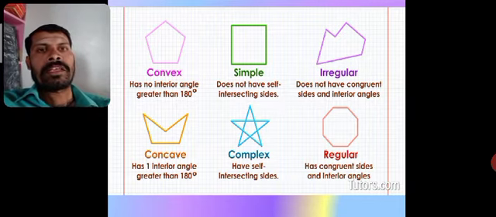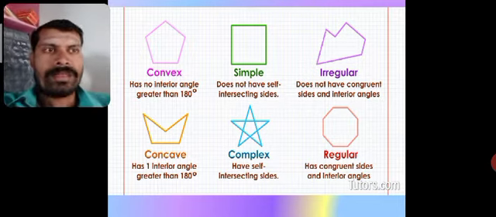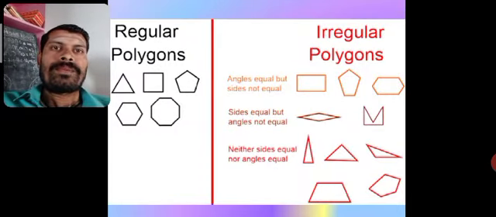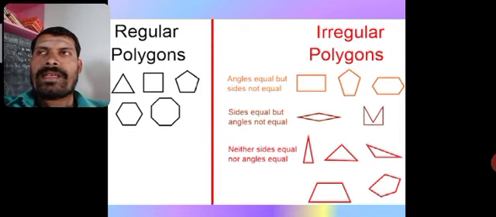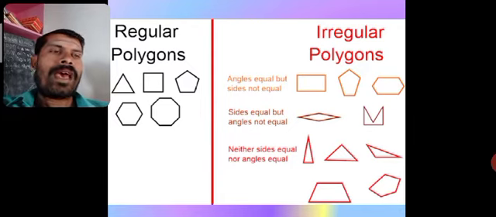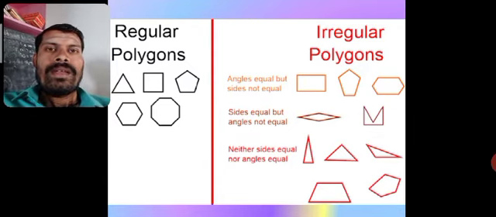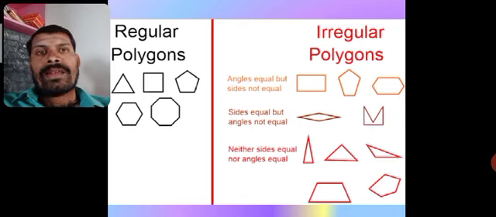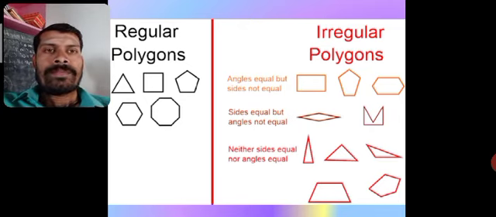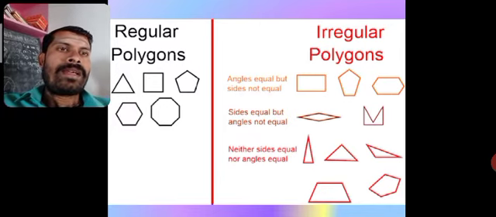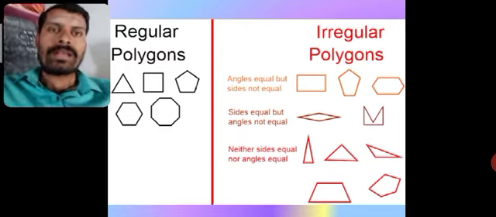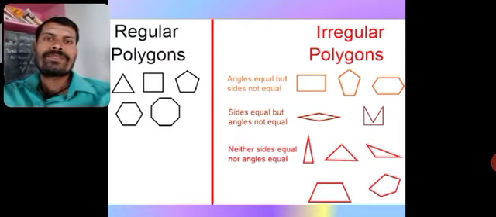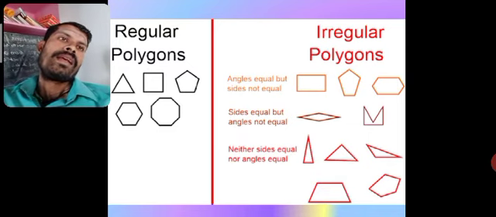Some more types: the regular and irregular polygons. What do we mean by a regular polygon? A regular polygon is a polygon which is both equilateral and equiangular. Equilateral and equiangular polygons are all regular polygons. Irregular polygons may differ; that means they are not equiangular or equilateral. If either one of those two is missing, then it is not regular.